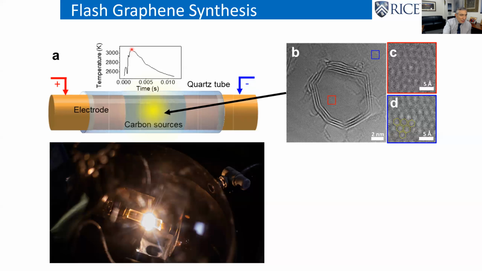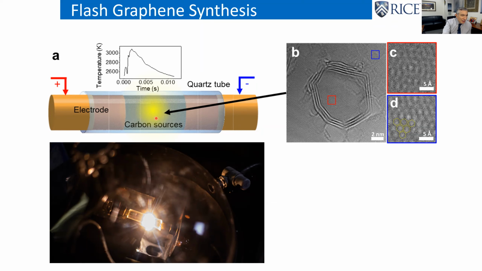And at those temperatures, every bond in the system breaks, and then the carbons reconstruct into graphene. You get a bright light coming out. Here's a quartz tube around this. A bright light comes out. That's where all the excess energy comes out as bright light, black body radiation.